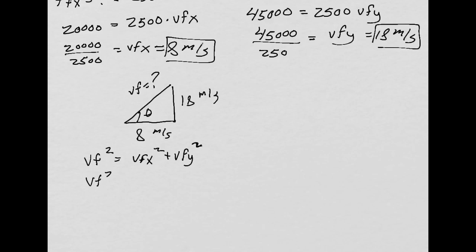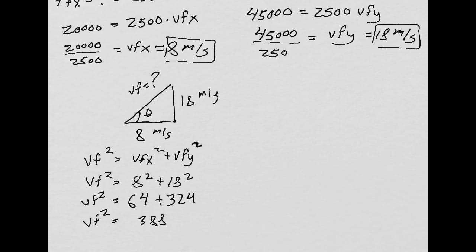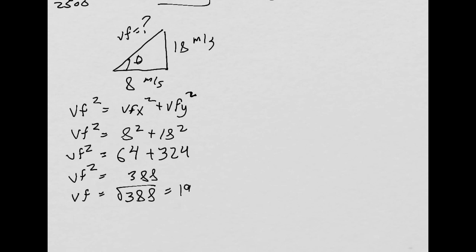So V_f squared is equal to 8 squared plus 18 squared. And that is equal to 64 plus 324. V_f squared is equal to 388. So V_f is equal to the square root of 388, which is 19.7 meters per second. So our final velocity is 19.7 meters per second.